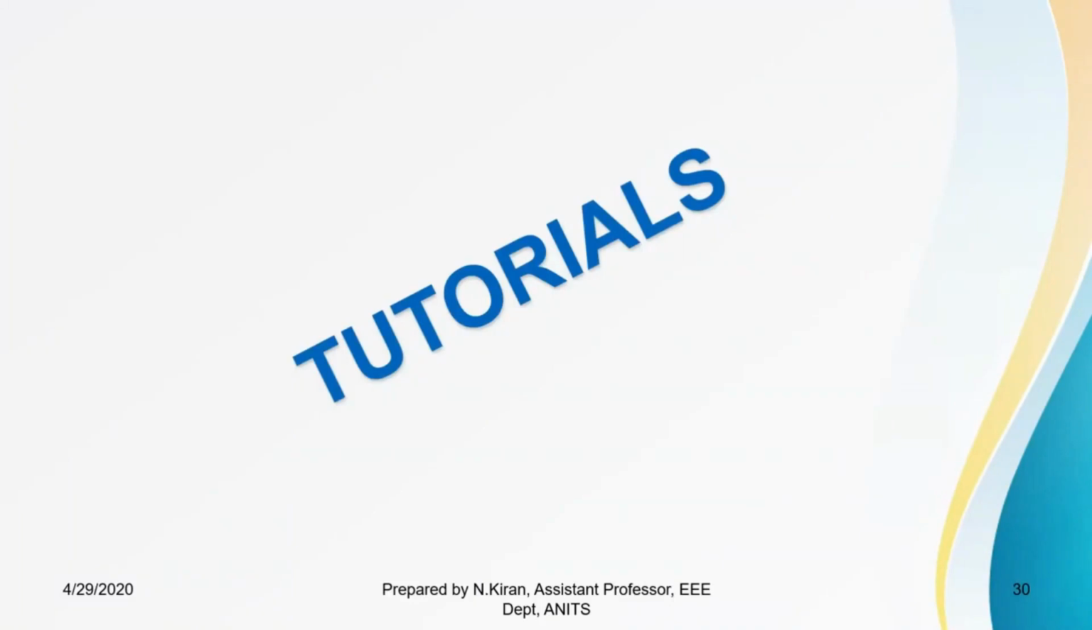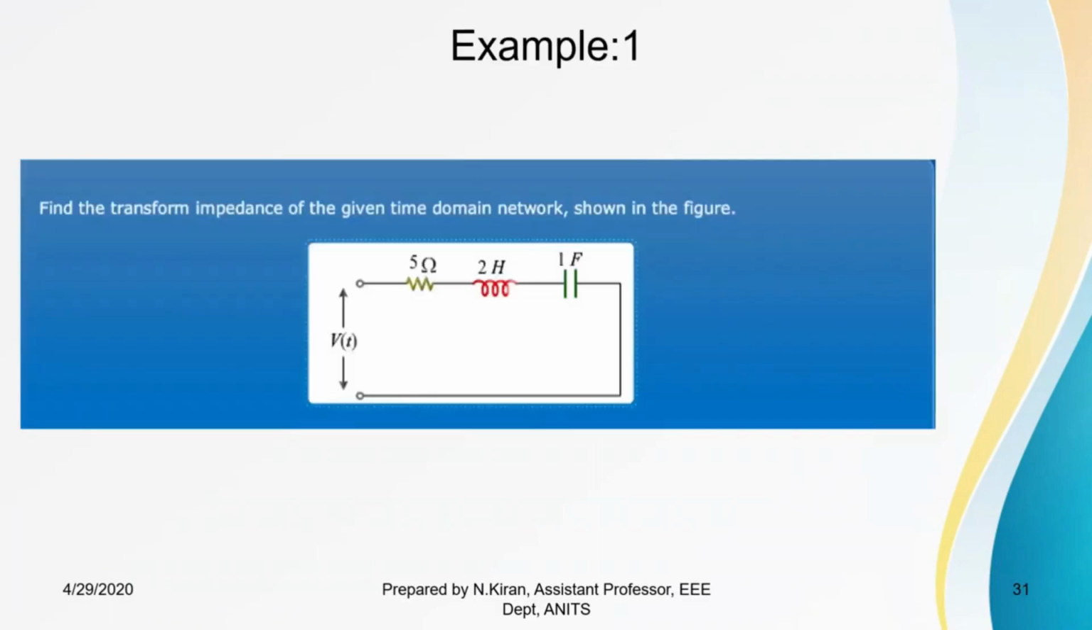So, the first example, let us see, has asked us to find the transform impedance of this given network. So here we have a resistor of 5 ohms, an inductor of 2 Henry and a capacitor of 1 farad. First, in order to find transfer impedance, we have to represent this in the Laplace domain. So the resistor value will remain the same.